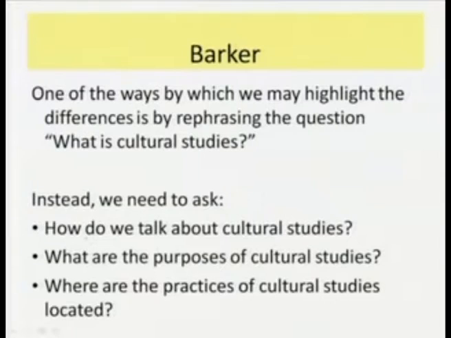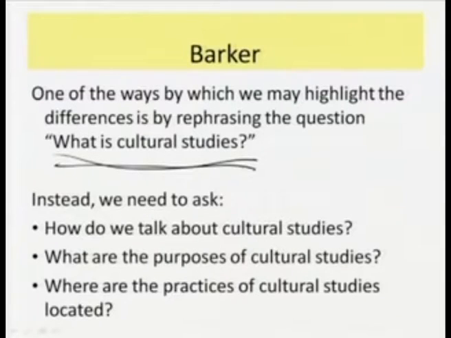We found that Barker says that one of the ways by which we may highlight the differences is by rephrasing the question, what is cultural studies? So, this is a non-essentialist way of trying to delineate the scope of something. Instead of asking what is cultural studies, which, according to Barker and many other critics, will never really give us a full idea of what we do in cultural studies, he says that we need to ask alternative questions, like how do we talk about cultural studies, what are the purposes of cultural studies, and where are the practices of cultural studies located. This is what we had discussed in detail in the last lecture.